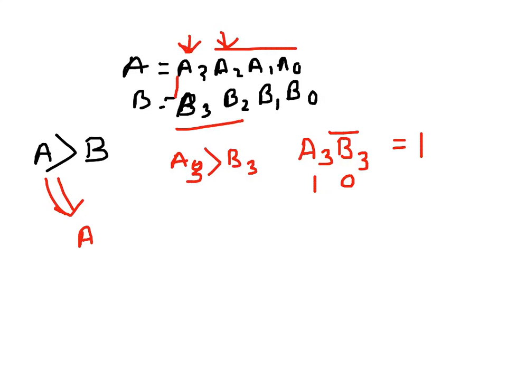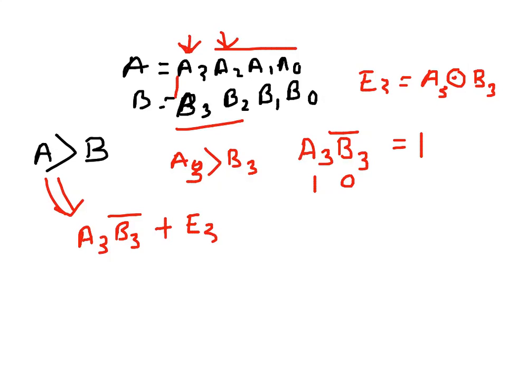So if A3 is greater than B3, then A is greater than B. Or if A3 is equal to B3, that means that equality thing that I did in the last video. So E3, which we know is equal to A3 XNOR B3. That's the situation: A3 and B3 plus A3 bar and B3 bar. So A3 is equal to B3 and A2 is greater than B2. This also means that A is greater than B.